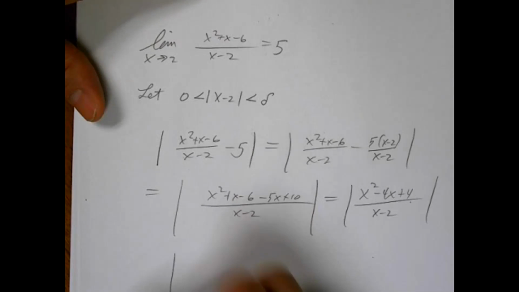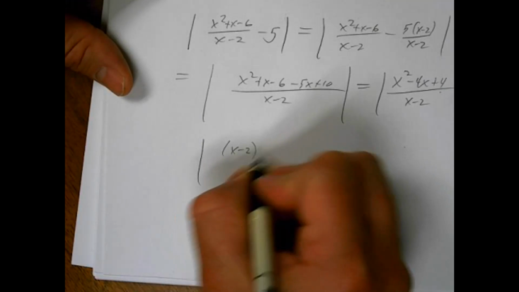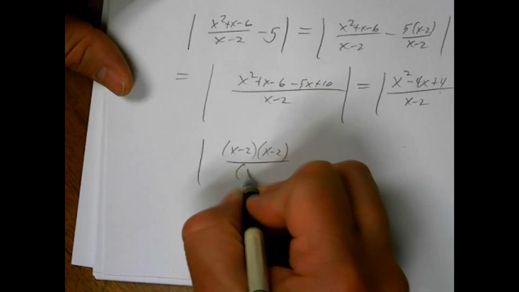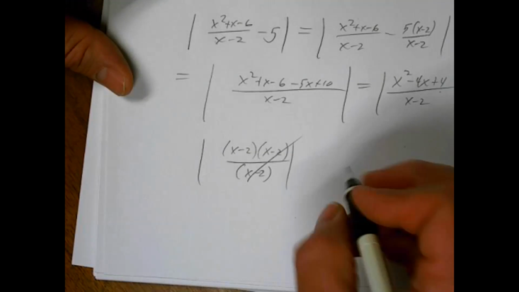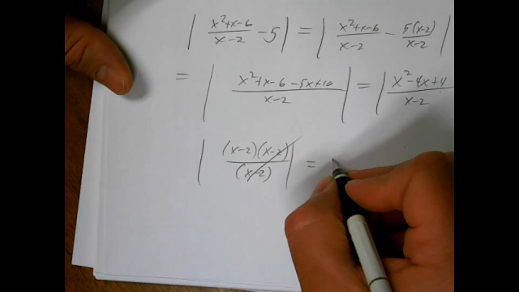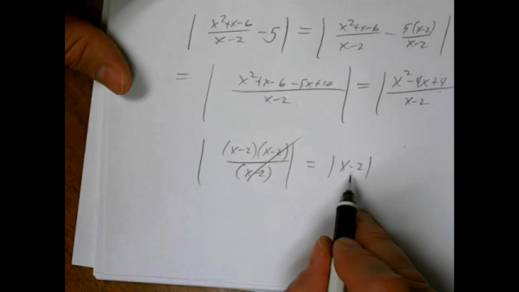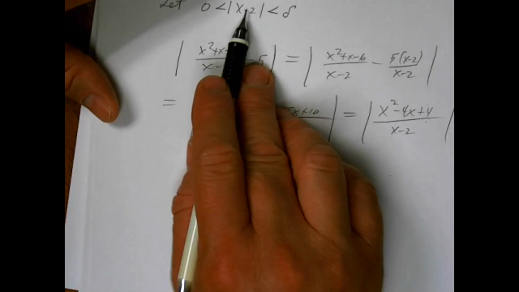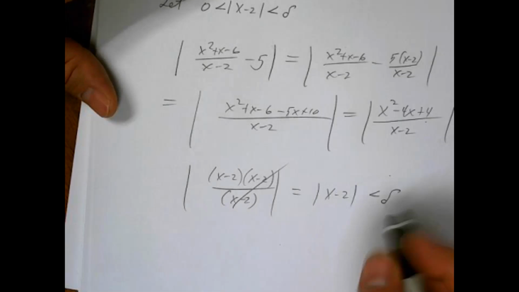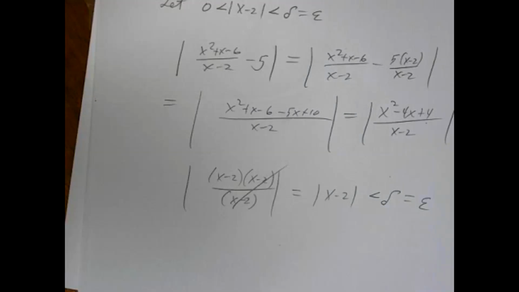Okay. Next, I'm going to factor on top. As I've said before, don't forget what you know from algebra. So this is going to be an x minus 2 times an x minus 2 over an x minus 2. One of the x minus 2's cancel, and that equals the absolute value of x minus 2. And again, this is the expression I'm always hoping will show up, the same one as I had up here. I've already said that this is less than delta. So to make this less than epsilon, I can simply make delta and epsilon the same.